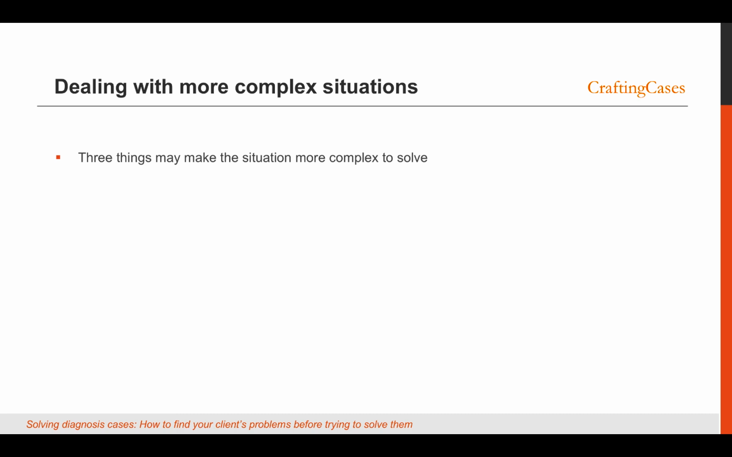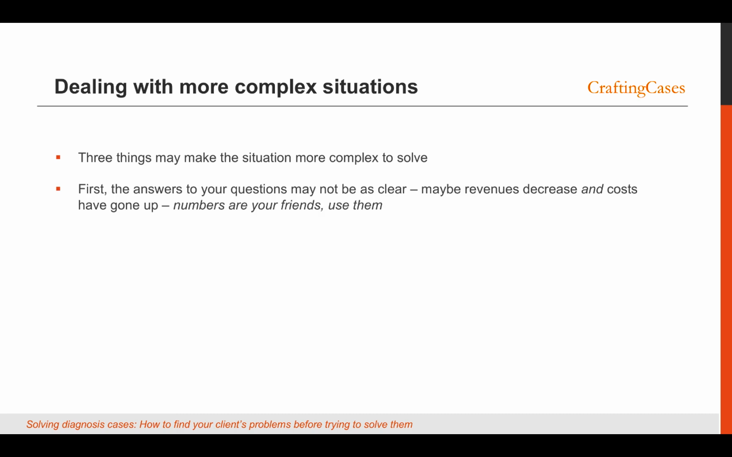Anyway, first factor: the answers to your questions may not be as clear as the ones that I gave to myself in that example. For example, maybe revenues decrease and costs have gone up. Or maybe none of them changed and your client wants improvement anyway. How do you prioritize between revenues and costs if you don't have the trend or if they haven't changed at all? You need to do that. Numbers are your friends. Use them. You can size what drove the problem the most and what didn't make a difference at all.